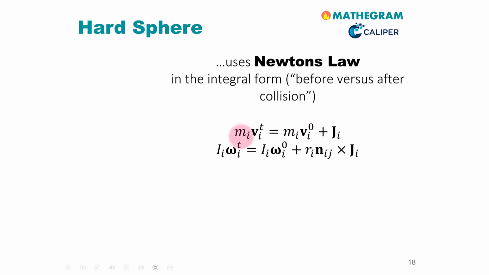However, Newton's law is now applied to each individual particle, indicated by the subscript i here. That means these equations are satisfied by both particles that collide in our binary collision. You again see that there is only one quantity that we have to predict, the momentum exchange J_i, and this is sufficient for both the translational direction and also for the angular component.